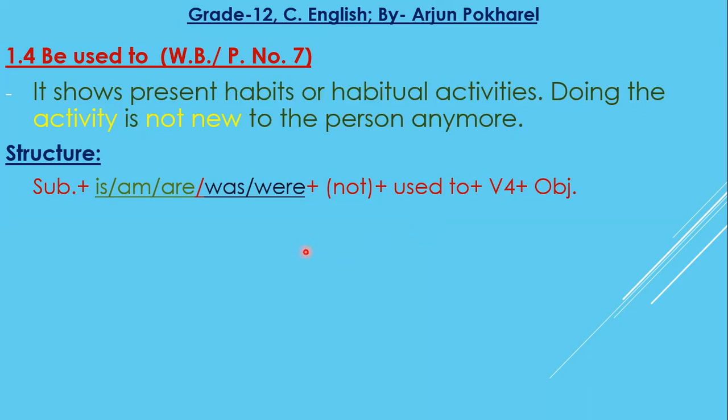Now let's say is, am, are, or was, were, these are be verbs. Be used to, or be not used to. Be not used to means, for example, I am not used to doing this activity. In this way you can explain your present habit: doing the activity is not new to the person anymore.